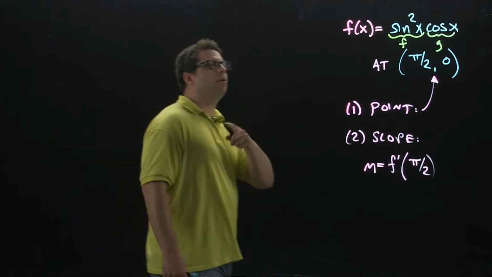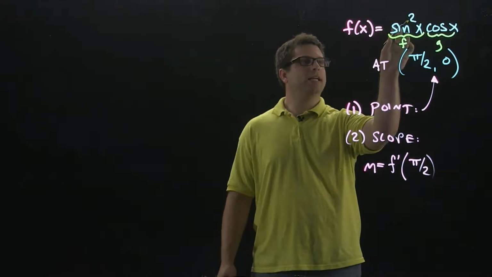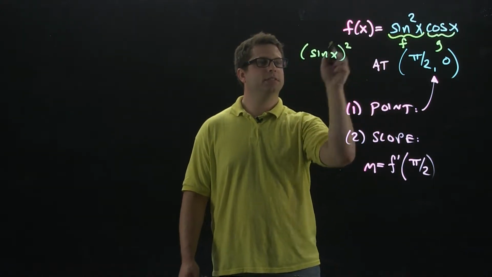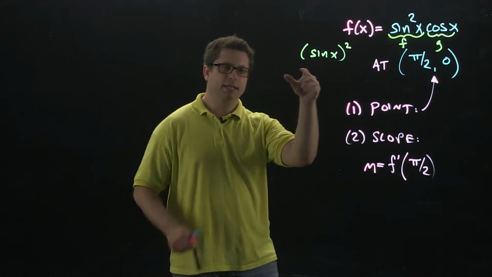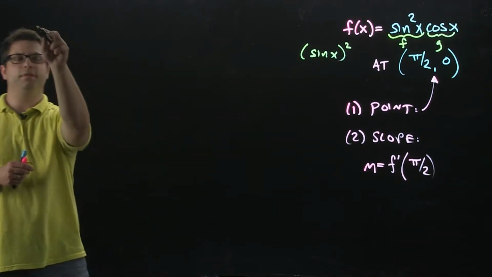Actually, before getting started, and I mentioned this in a couple other videos, that sine squared, you do want to rewrite it so that it is sine of x squared. That way you can do the chain rule correctly because you know which function is the outside and which one's the inside. Okay, let's get started with the derivative.